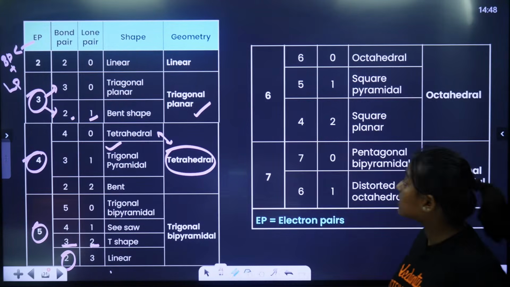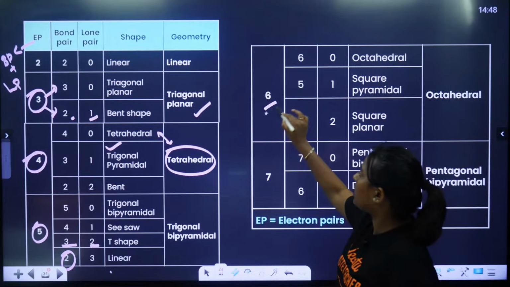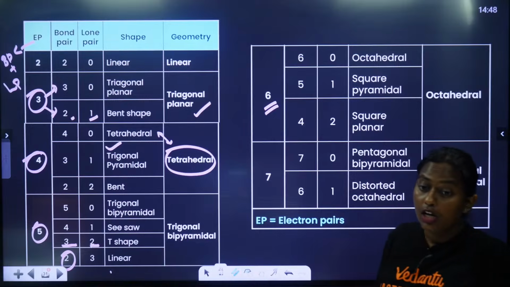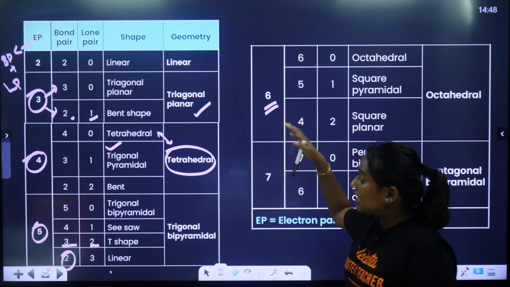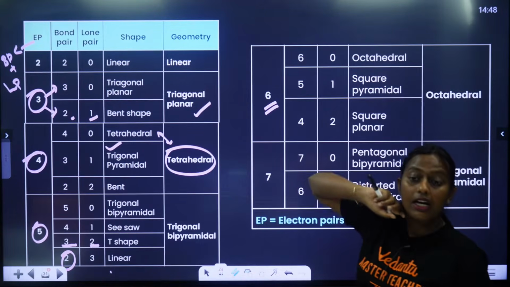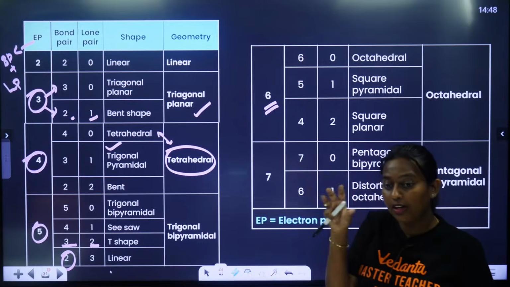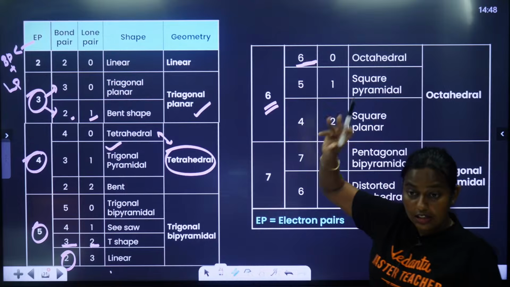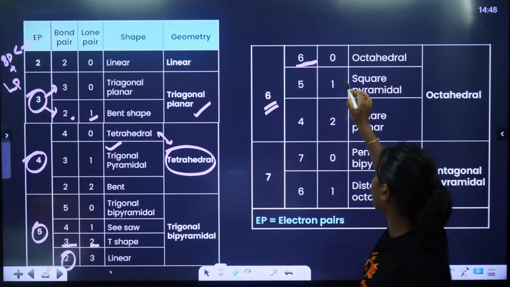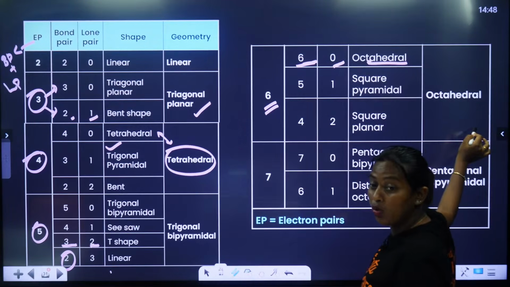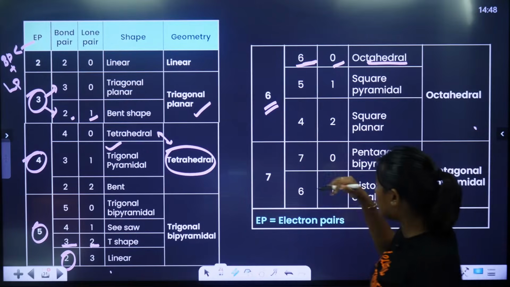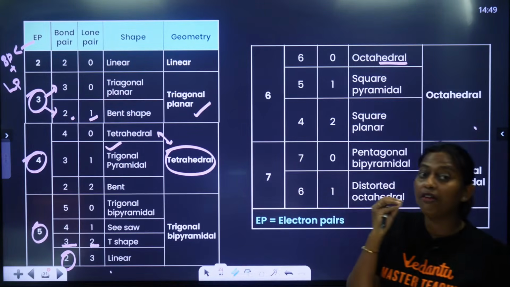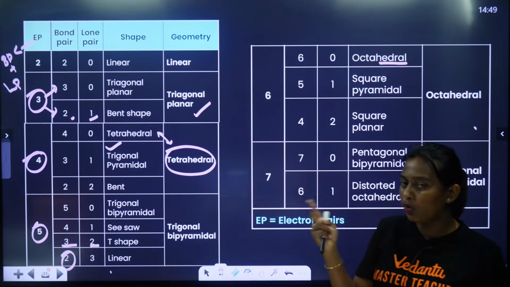Then we move to the next type. Next type is 6. Electron pair is 6. When the electron pair is 6, it contains 3 different cases. One is 6 bond pair and lone pair 0, that is octahedral, so the geometry is also octahedral. Next cases are 5 bond pair with 1 lone pair, and 4 bond pair with 2 lone pair.